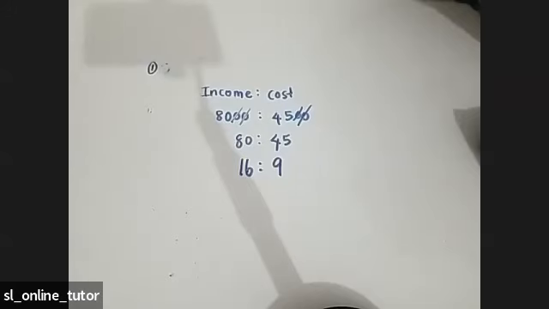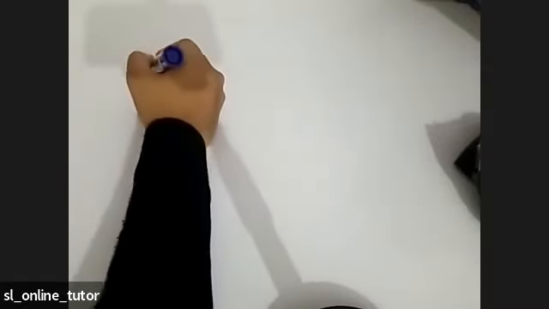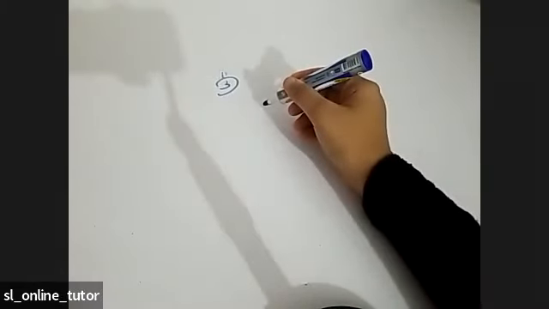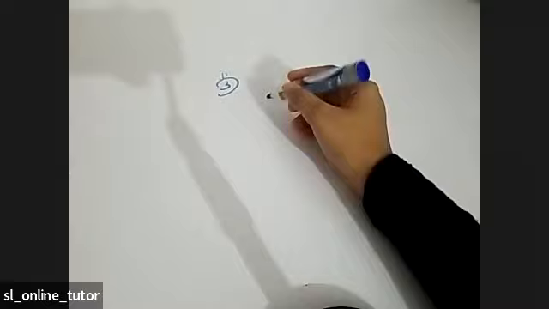Everyone do the third question and tell me what is the answer you get. Third question says, in a certain scale diagram, actual distance of 1000 meter is represented by 2 centimeter.